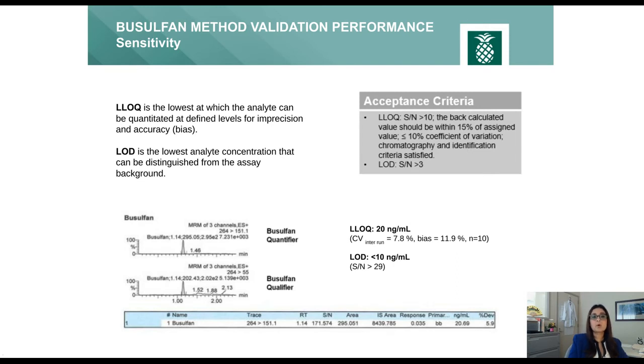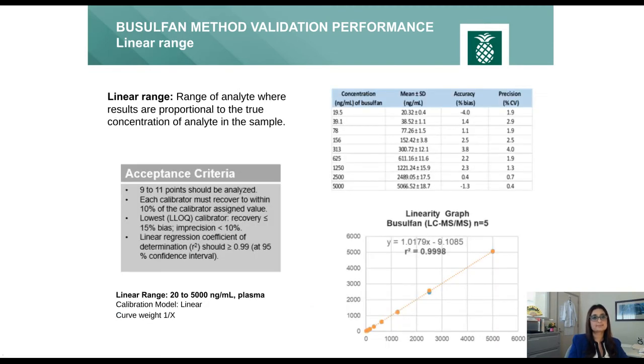The lower limit of quantification is 20 nanograms per milliliter, and it was defined in our lab as the lowest concentration where the coefficient of variation is less than 10% and accuracy or bias less than 15%. The method is linear over the clinical concentration range of 20 to 5,000 nanograms per milliliter, with excellent accuracy and precision. Coefficients of variation are less than 5% for all calibrators and standards, with an excellent correlation coefficient.